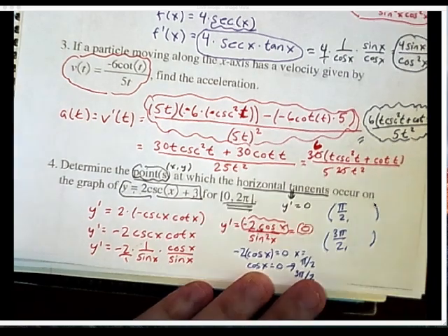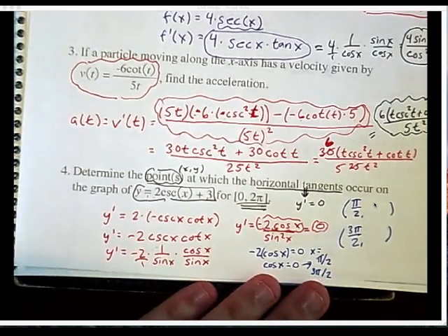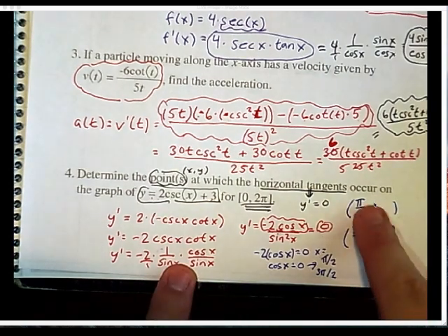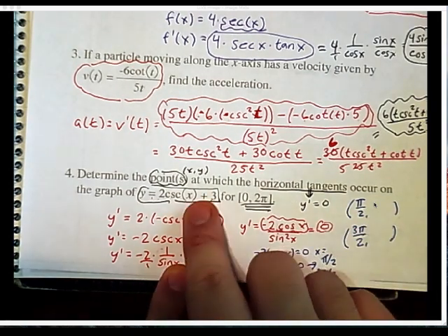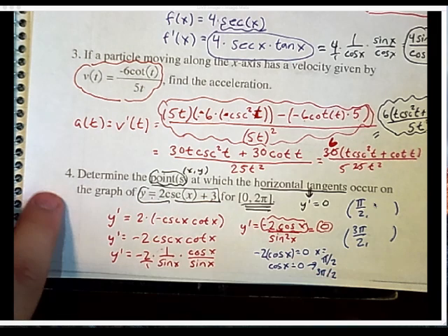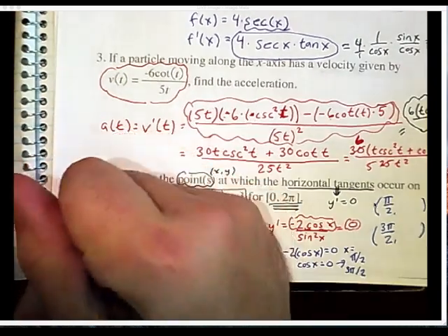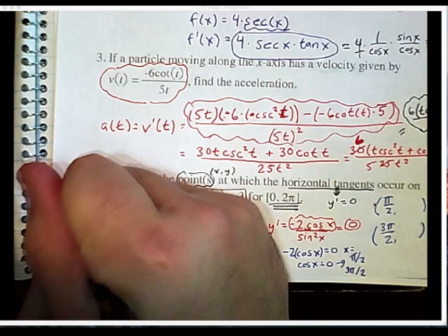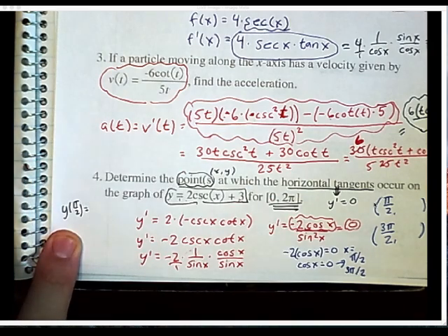Now I need to figure out what the y values are. So how do I do that? I plug these numbers in for x into the original function. So what's y of pi halves? Let's go ahead and figure that out.